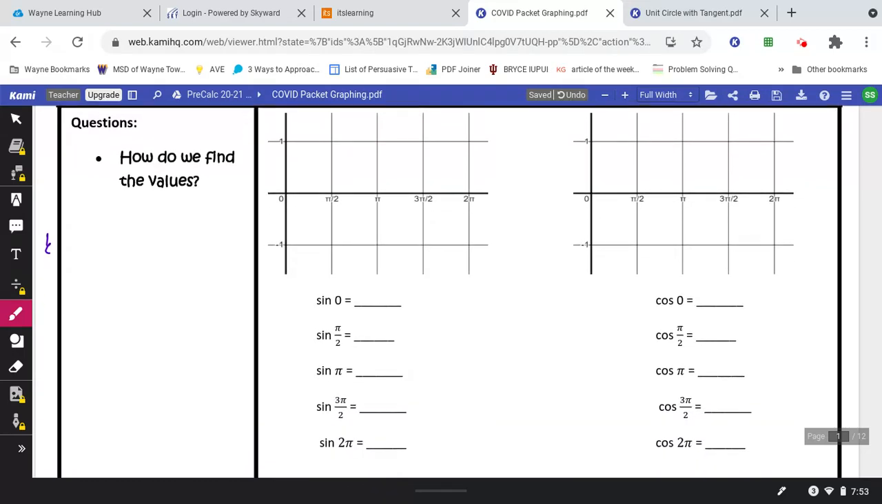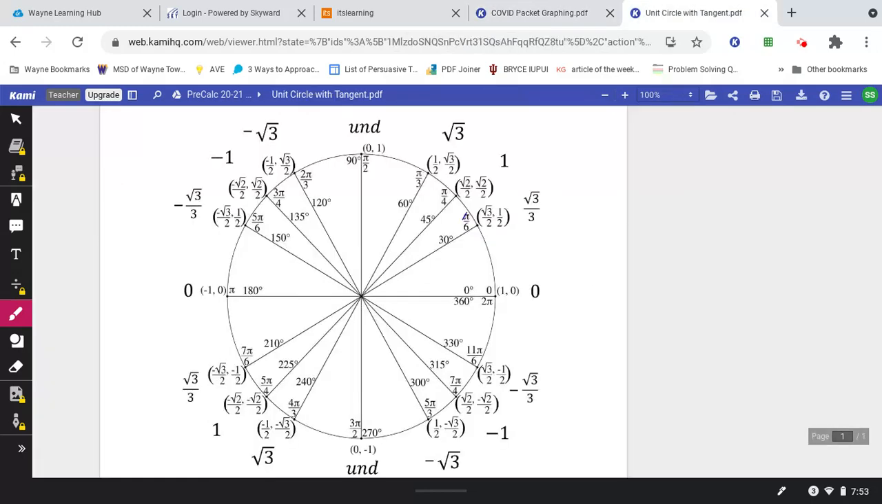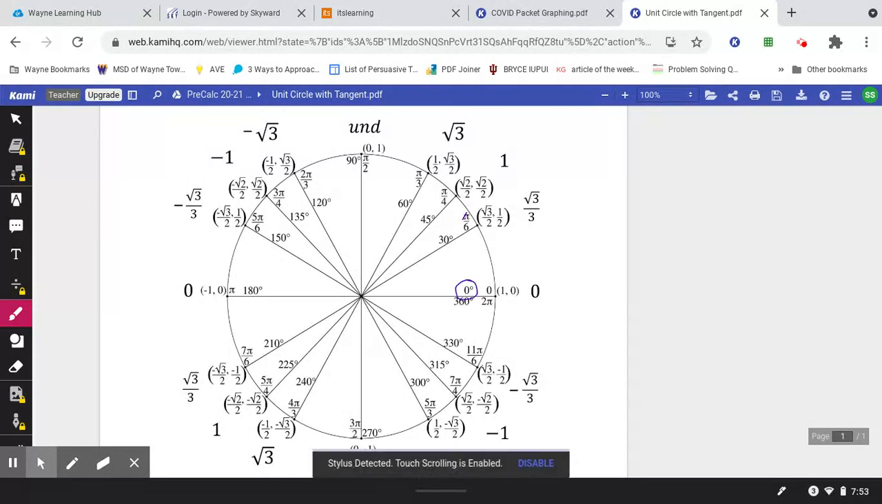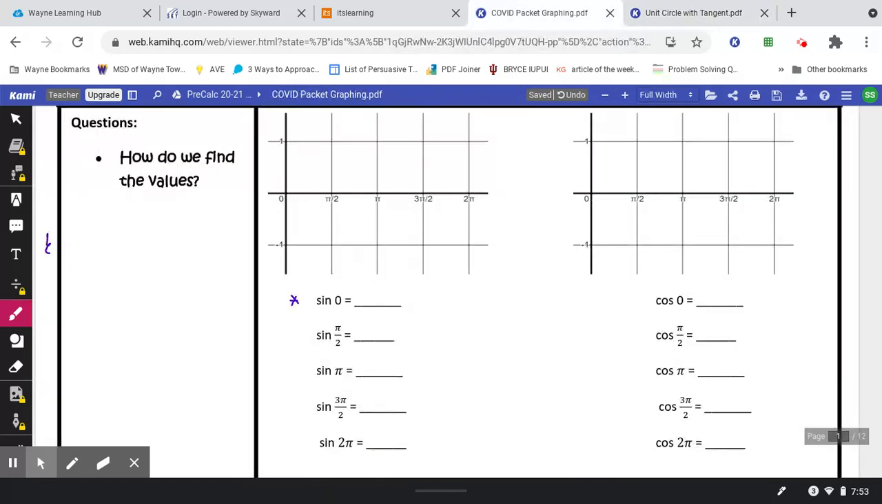The way we're going to do that is we're going to use our unit circle to fill out these 5 values for sine and cosine. So we're going to first start with the sine of 0. What I'm going to do is I'm going to go to my unit circle. I'm going to find 0 degrees here, and the sine is the y value. So I'm going to write down 0. Sine of 0 is 0.